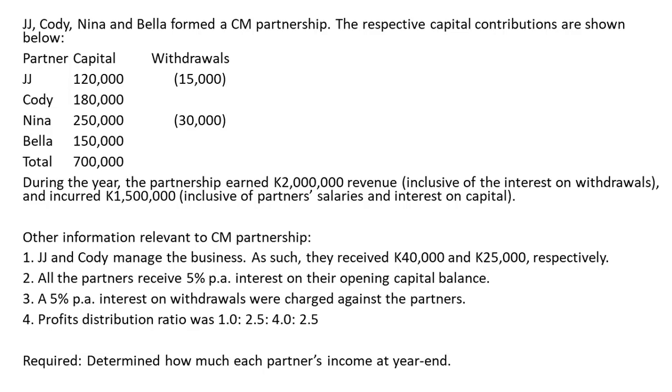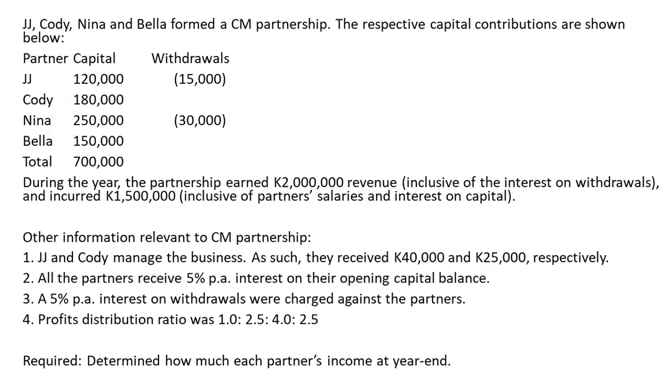JJ and Nina both have withdrawals. JJ has 15,000 and Nina has 30,000. The revenue during the year was 2 million kina, and that will include interest on withdrawals. While for expenses, that will be 1.5 million kina, inclusive of salaries and interest on capital.